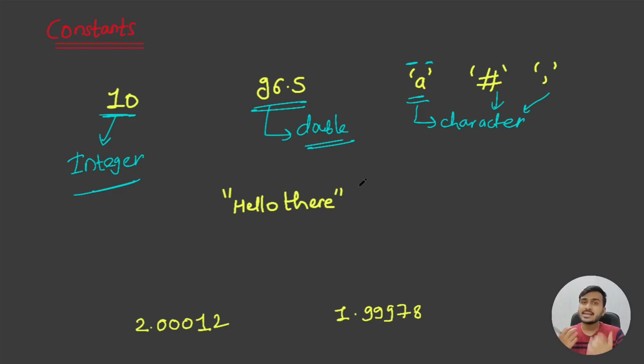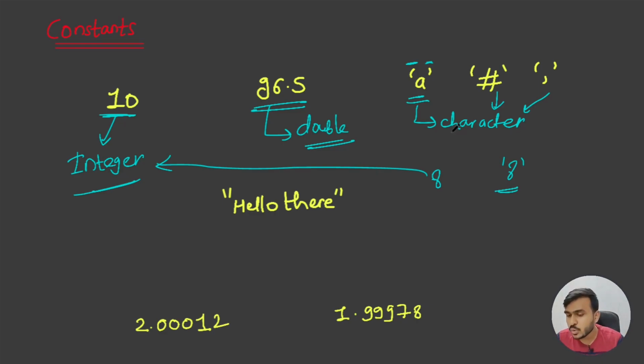Now why a character needs to be enclosed in single quote? I'll just tell you one example. Now tell me, what is data type of 8? What is its data type? Data type of 8 is going to be integer. Now what if I need to write this 8 as a character? What if I need to write this 8 as a character constant? How we can do that? So in order to do that, what you have to do is you have to just enclose this 8 in single quote. So whenever you enclose anything in single quote, it becomes a character. So what will be the data type of this thing? It's going to be character.